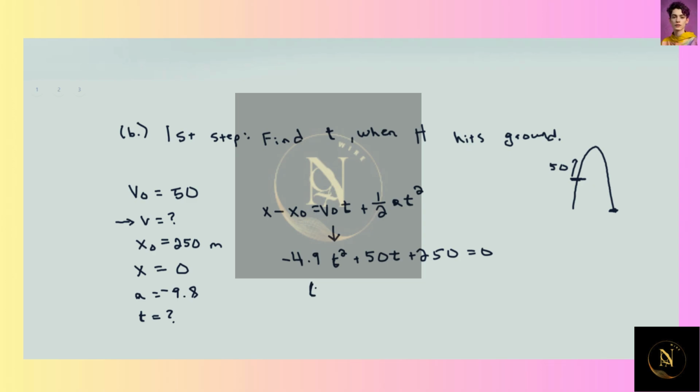This problem's already kind of long, so I'm going to avoid working that out, but you're just going to use the quadratic formula. You're going to get two time values. One of them is going to be negative and one of them is going to be positive. You're going to take the positive time value because the negative time value is unphysical and it doesn't make sense. The positive value is 13.88 seconds. And so that's the time when the helicopter hits the ground. And that's just the first step to doing part B.